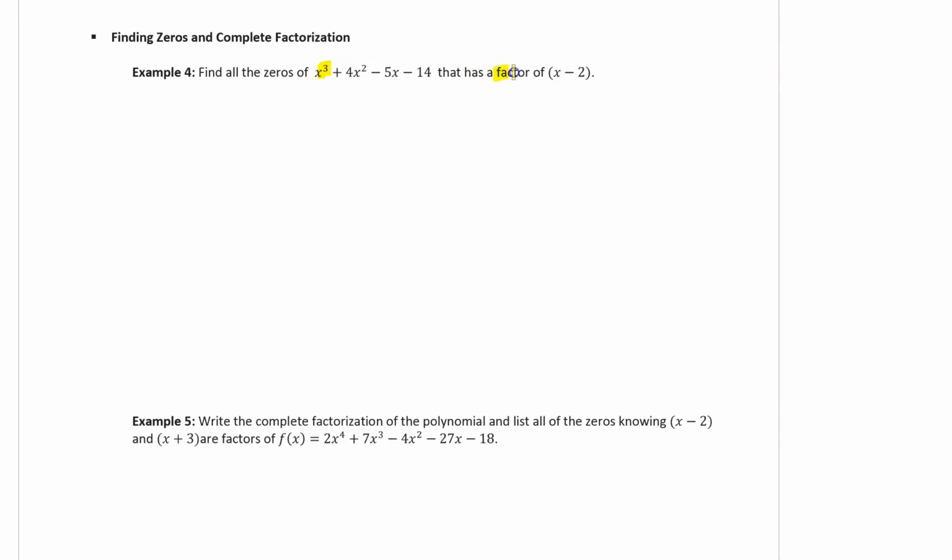And since it tells me it has a factor of x minus 2, they're telling me that's my starting point. So what I'm going to do is synthetic division. I'm going to plug in my polynomial 1, 4, -5, -14, and then divide it by a factor of x minus 2. So I'm going to take x minus 2, set it equal to 0. It gives me 2, so that's the value I'm going to put out front.